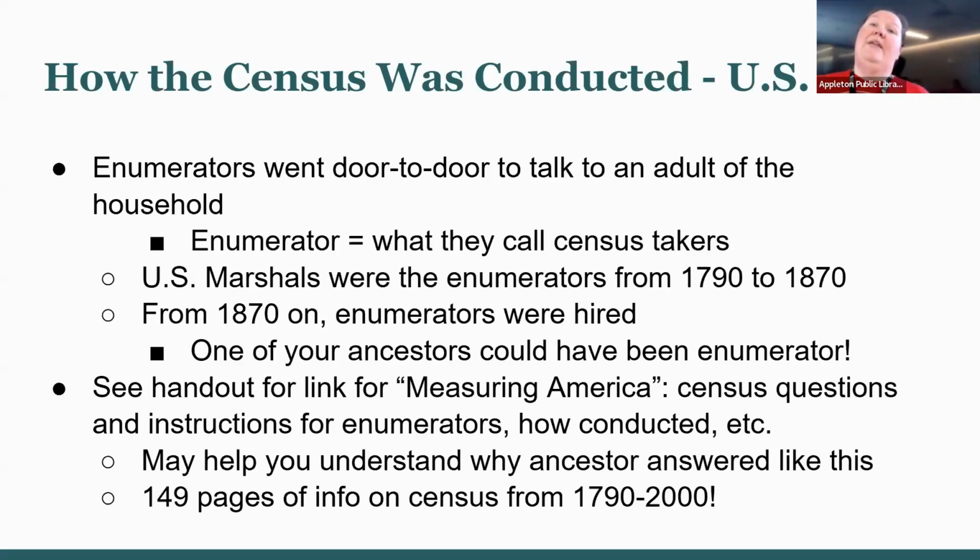There's a great document that I've linked in your handout called Measuring America. In addition to all the census questions and all the instructions it has, it tells you what an enumerator did, how they conducted it a lot more in depth than me talking about it for 1 minute. But it might help you also understand why your ancestor would have answered a specific question in that specific way. So it's a very, very long document. It's about 149 pages, all about the census from 1790 to 2000. So very in-depth. If you're curious about learning more, I definitely encourage you to check that out.